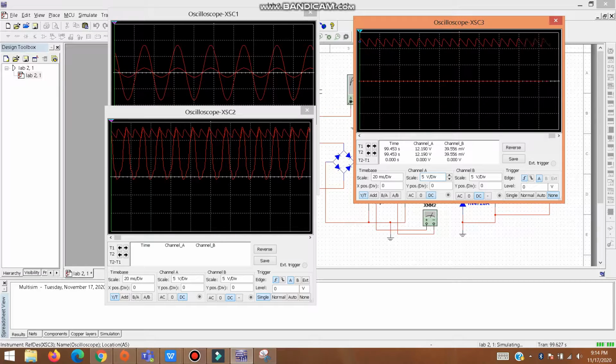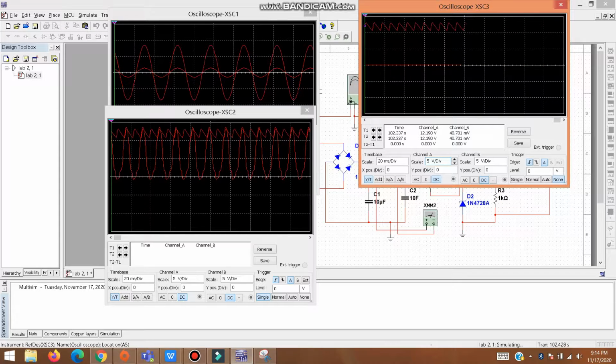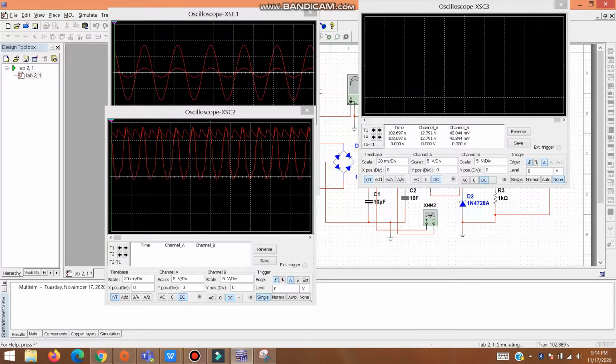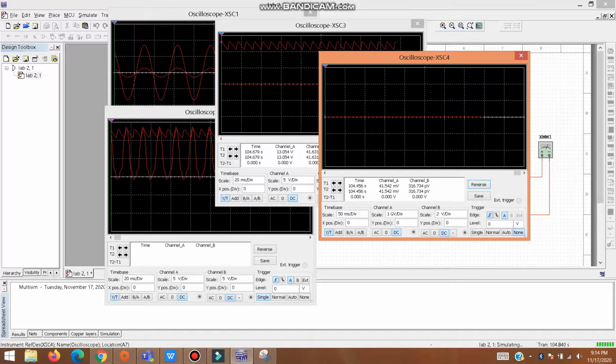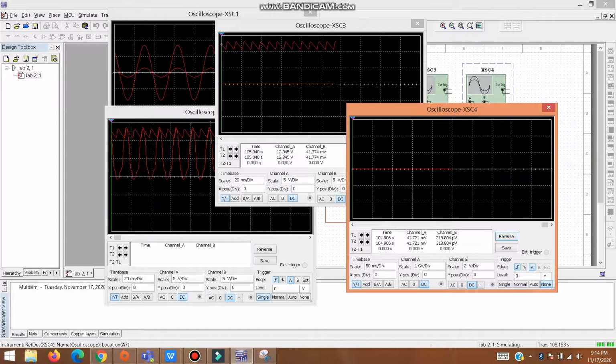From this wave, this signal, it becomes like this, not smooth like a DC, but in one line compared to this one. So the purpose of the regulator is to make this signal smoother and more like a DC signal. So this is the final result. The signal becomes a DC signal.